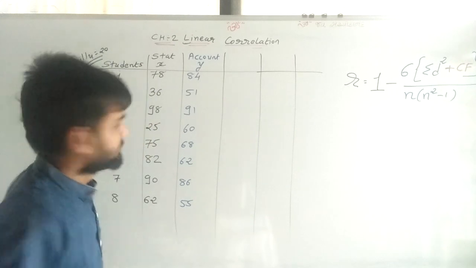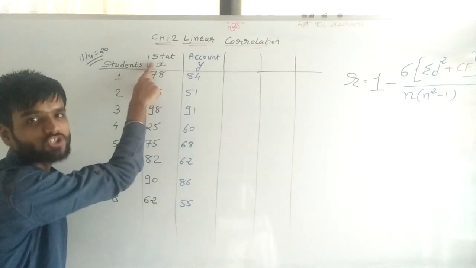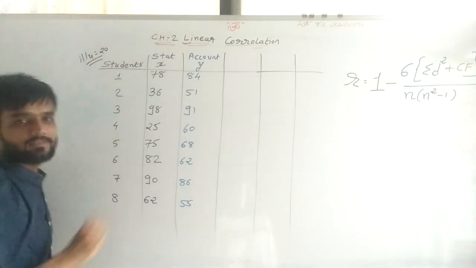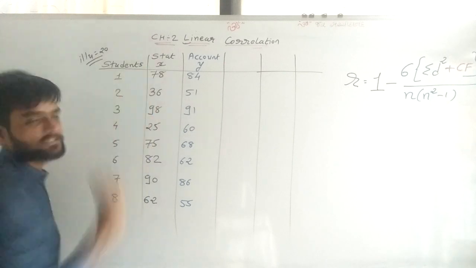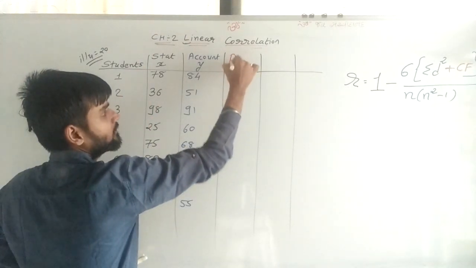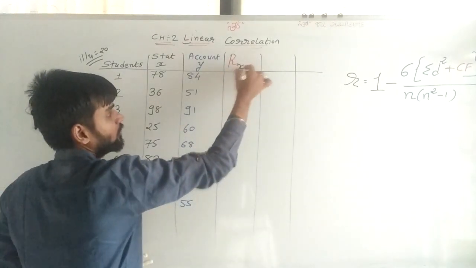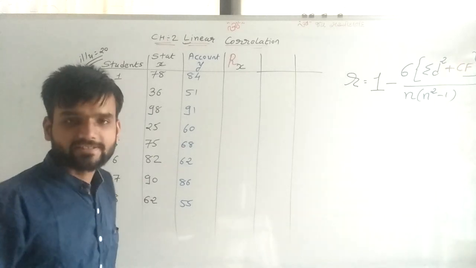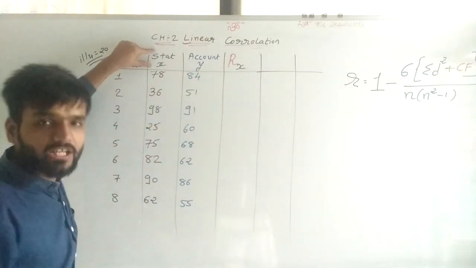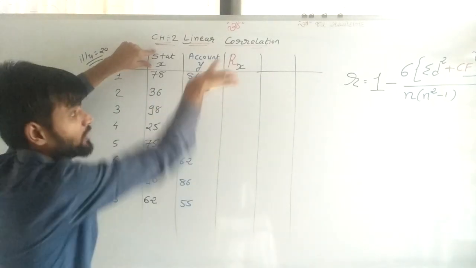So see here, first of all, I am giving ranks to students on the basis of statistics marks. Statistics is assumed as X. So first of all, I am writing here rank of statistics, means rank of X. Here we are giving rank to statistics on the basis of statistics. So rank of X.